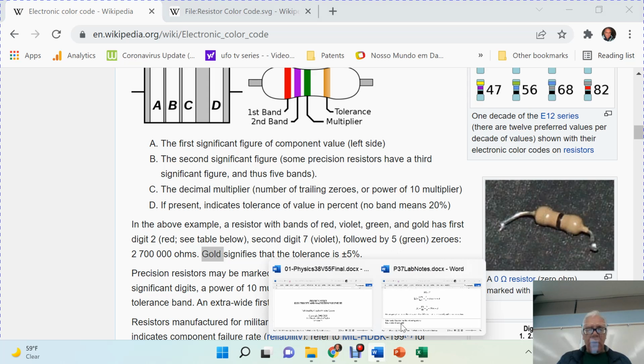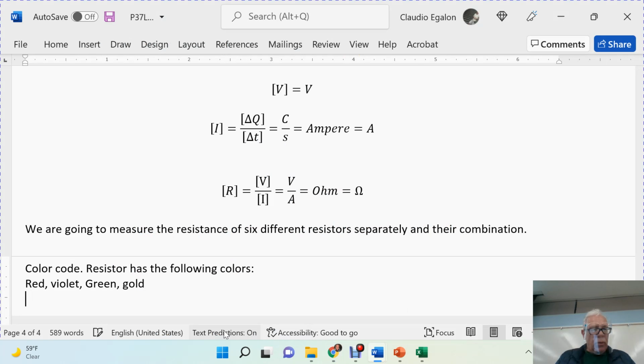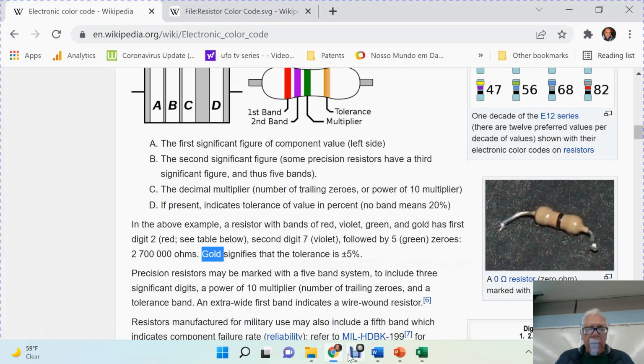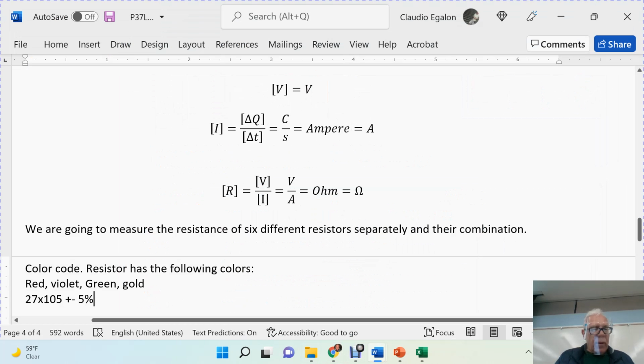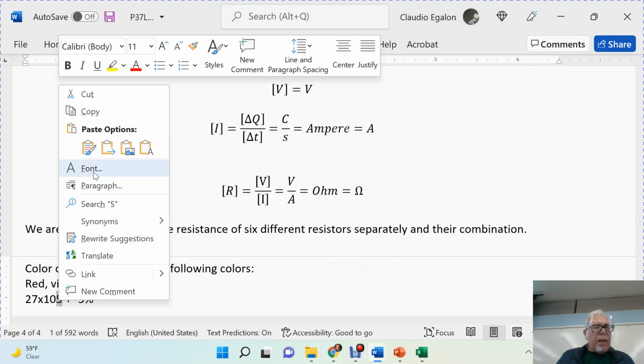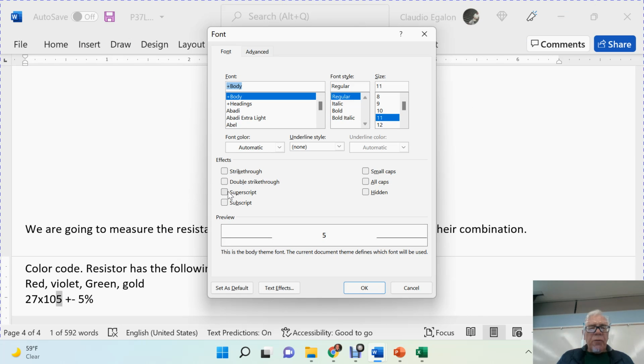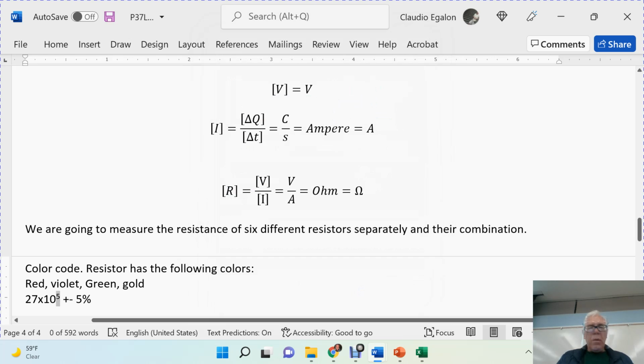I'm going to write that down here for you. 27 times 10 to the 5. Is that 20% or 10%? No, it's 5%. Plus and minus 5%, right? You put that. Remember, those values have only 2 significant figures, right? Plus and minus. That's in ohms.